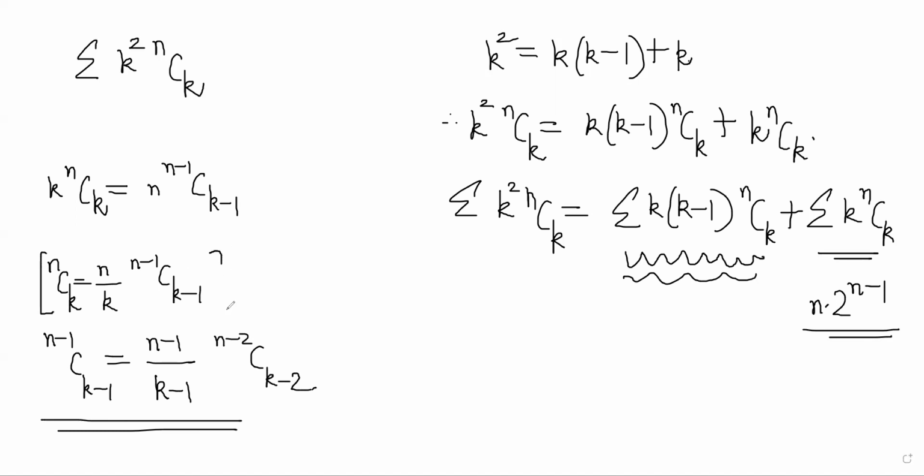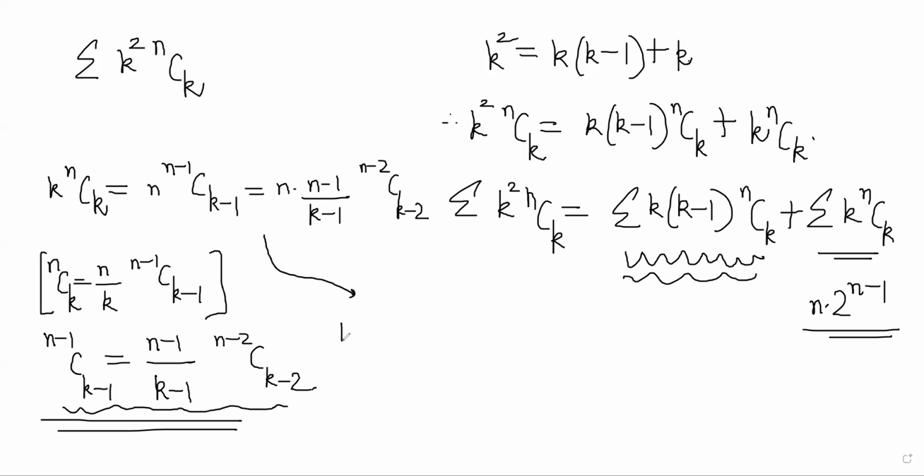Because of this result, if you replace n and k with n minus 1 and k minus 1, you should get this result, right? So from here, we can replace (n-1)C(k-1) with (n-1)/(k-1) times (n-2)C(k-2), right? So what we get ultimately from here is k times (k-1) times nCk is equal to n times (n-1) times (n-2)C(k-2), right?